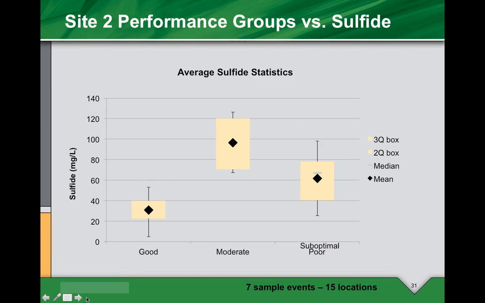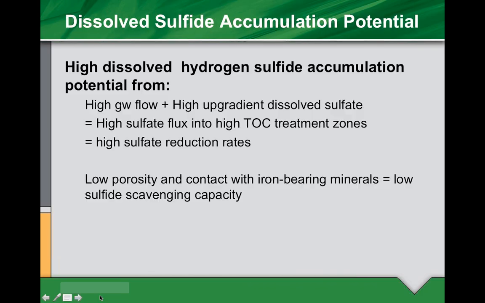This is a comparison of the sulfide concentrations in groundwater measured for the good, moderate, and suboptimal groups of wells. And as observed in the previous map, the better performing wells have a sulfide concentration less than approximately 40 milligrams per liter. And in comparison, the moderate and suboptimal groups of wells had sulfide concentrations above 40 milligrams per liter. Okay, you could go ahead and advance the slides, please, Dora.